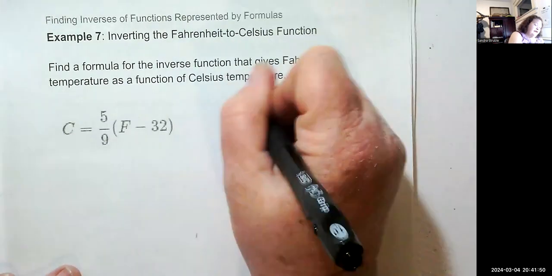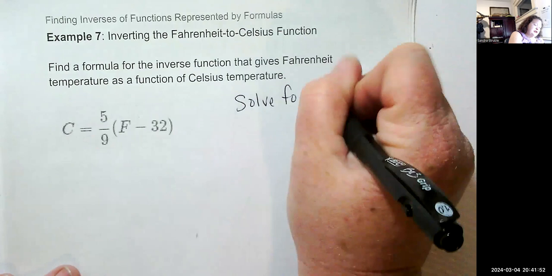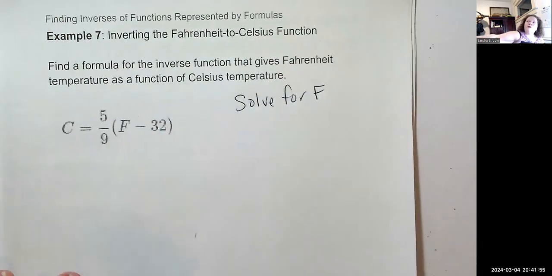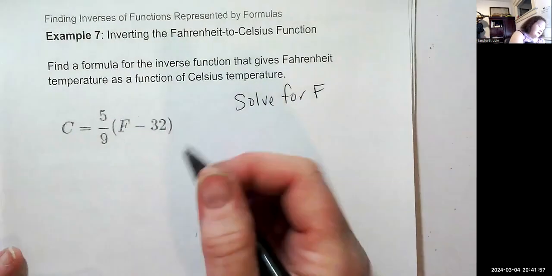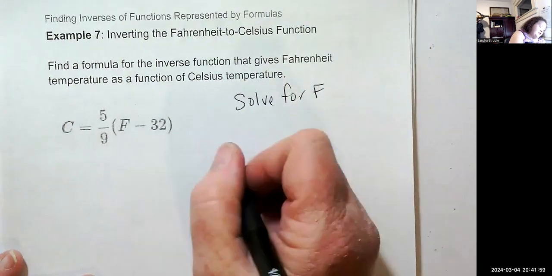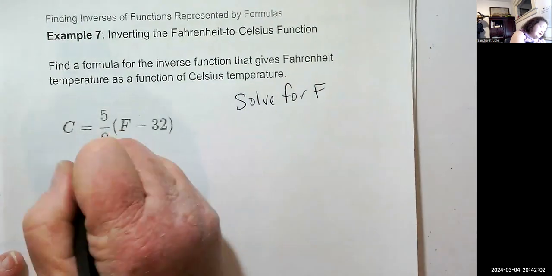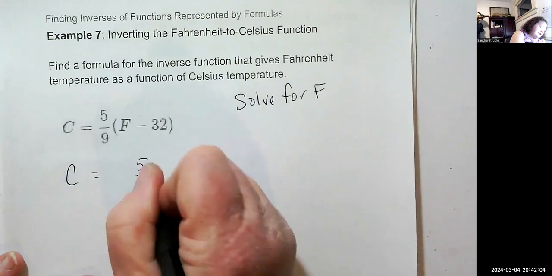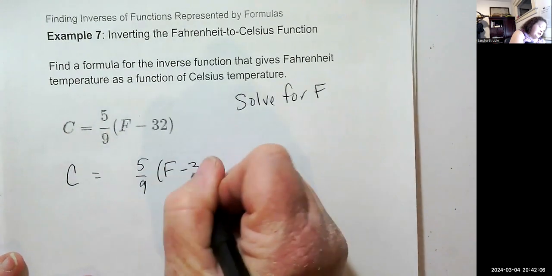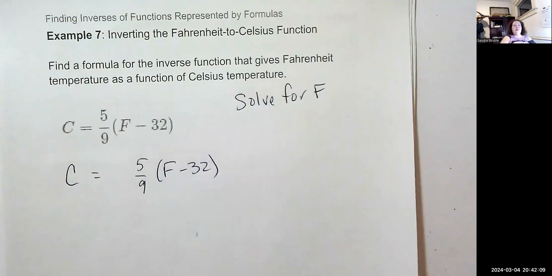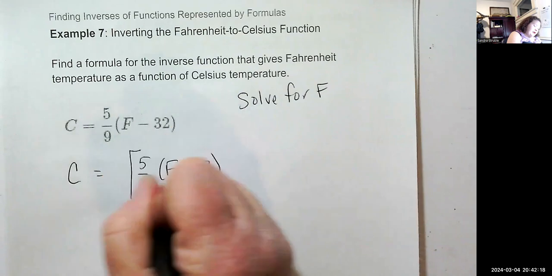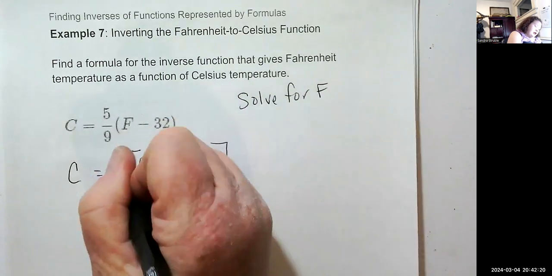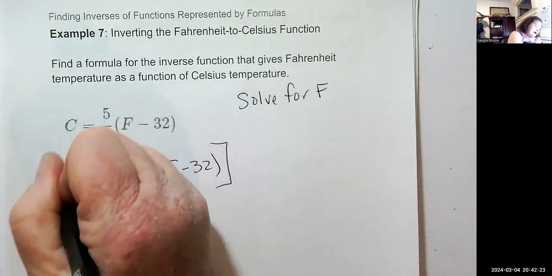We're just going to solve for F, because if we solve for F, F will be by itself and everything on the other side will be C, which is what we want. So right now we've got C is equal to 5/9 (F minus 32). I gave myself a little space there. I could go through and multiply everything by 9 and then divide everything by 5. But since we're in college algebra, we can just multiply both sides by 9/5.